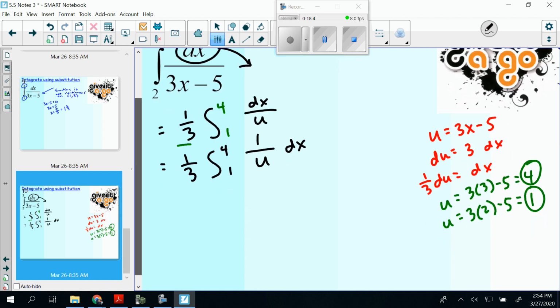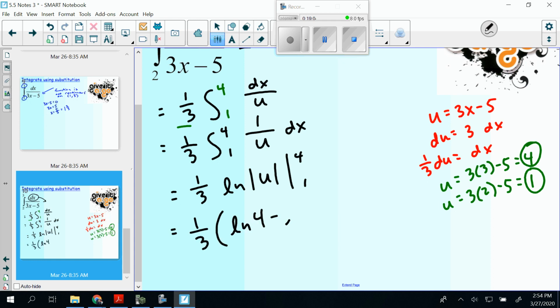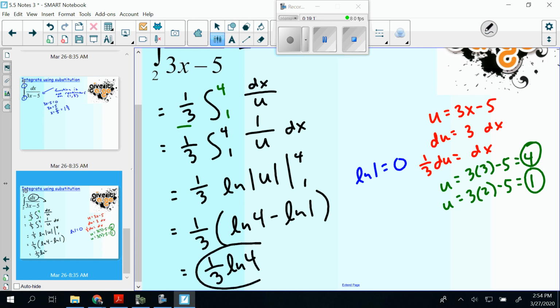So to find the antiderivative, that's that one we know is going to be natural log, because derivative of natural log is 1 over u. And it would be with absolute value here. And we'd have that 1/3 still there, evaluated at 4 and 1. So now we got that this is natural log of 4 minus natural log of 1. Natural log of 1, if you do that on your calculator, is 0. And so the answer here is just going to come out to be 1/3 times natural log of 4. That would be the answer.